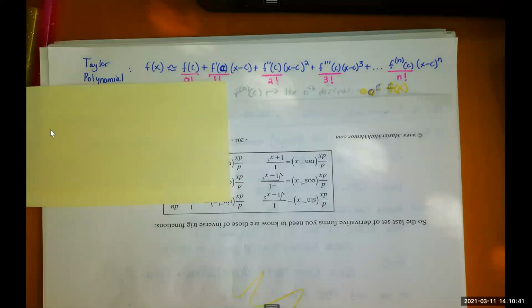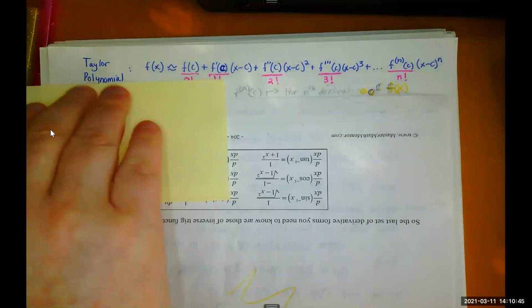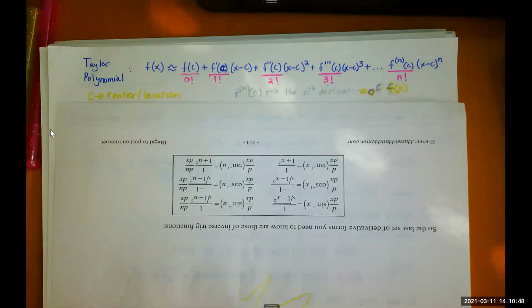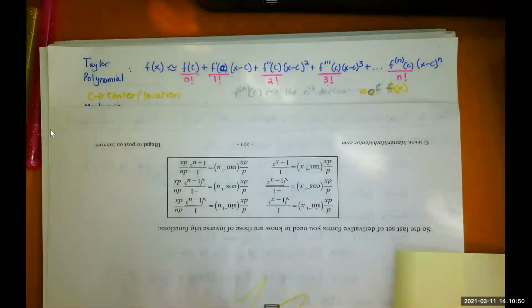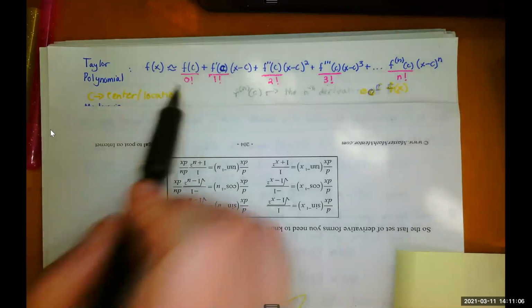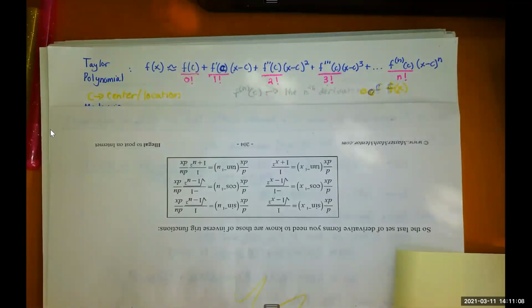Okay? And there's this c on there. We have no idea what the c is. What is the c? The c is the center or location. So do you remember how the tangent line was located at 0? The center was 0 for that example we just did. So c is whatever value you are locating your tangent line, parabola, cubic, whatever, Taylor polynomial.